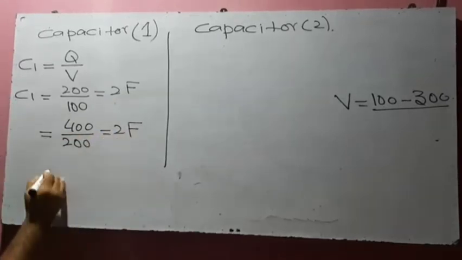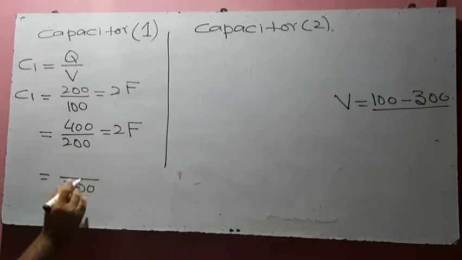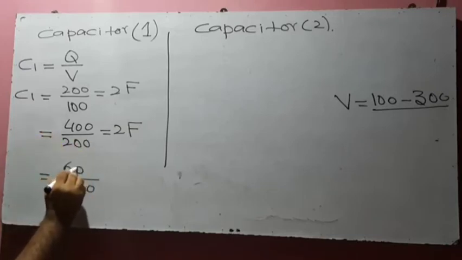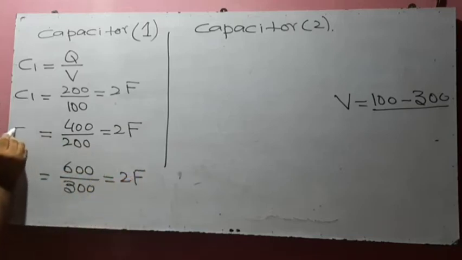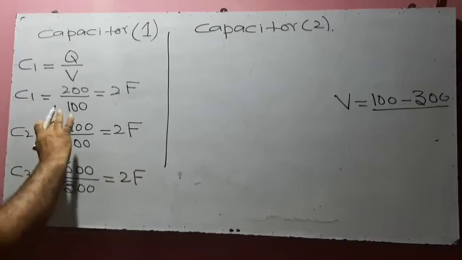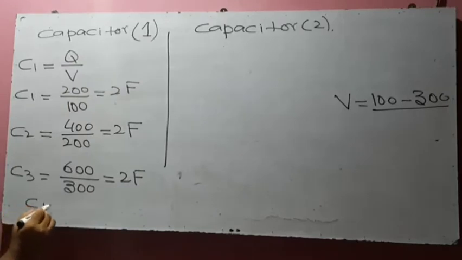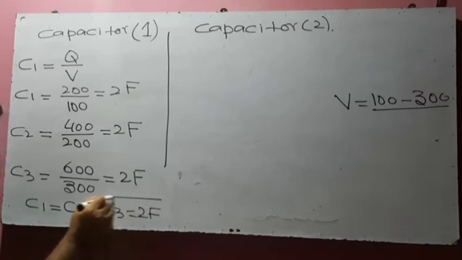Now again we increase the voltage from 200 to 300. The amount of charge will be 600. So the answer will be 2 farad. This is C2, and this is C3. So we can say the capacitance of capacitor number 1 remains constant. Therefore, C1 is equal to C2 is equal to C3 is equal to 2 farad.